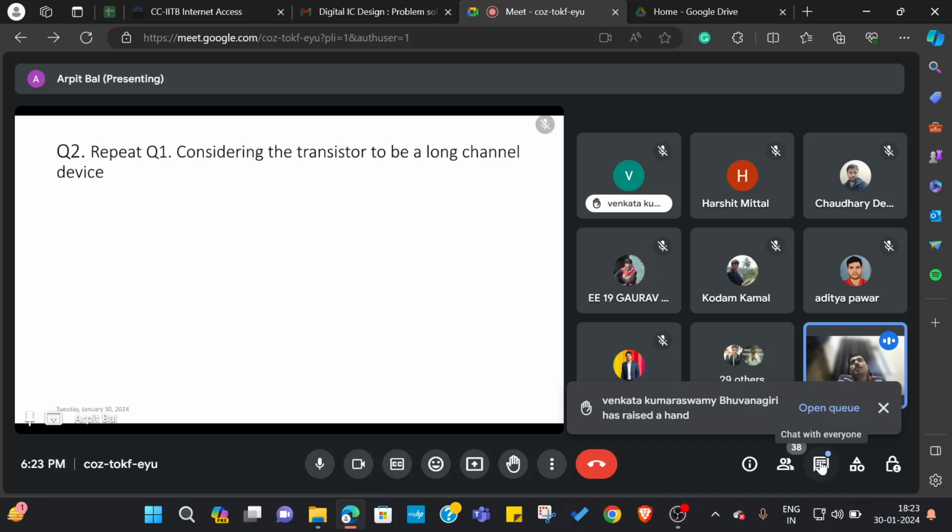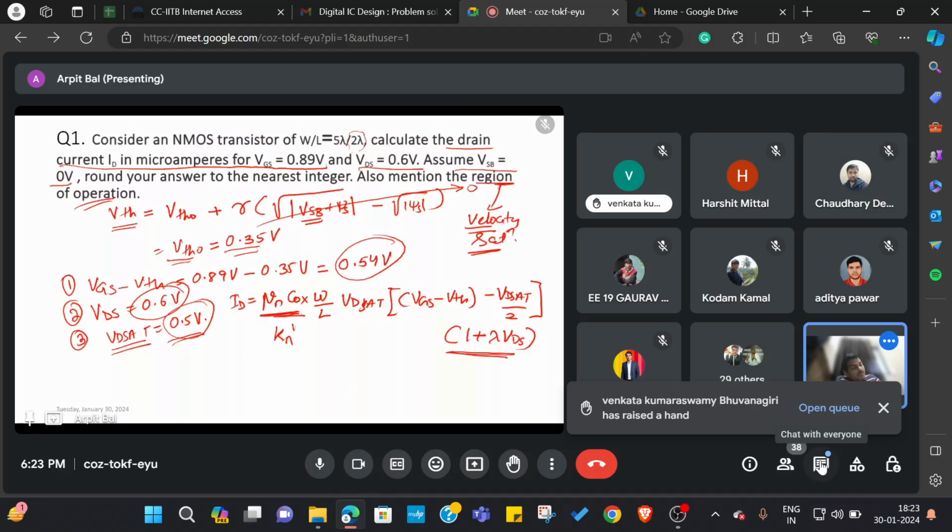No, the ratio of W by L won't decide whether you consider channel length modulation or not. The L itself will decide the channel length modulation. So if you see, in this question, L is 2 lambda. If you see an L that is within 10 lambda range, it is safe to go for short channel effect, so assume channel length modulation. Whatever be the W, W won't affect. The L affects the channel length modulation.